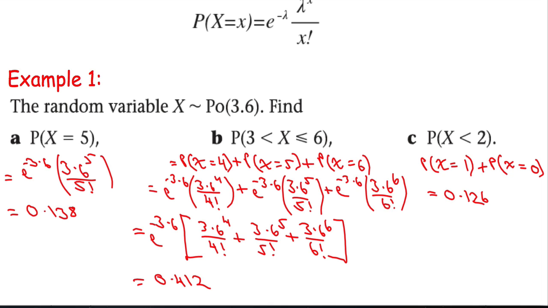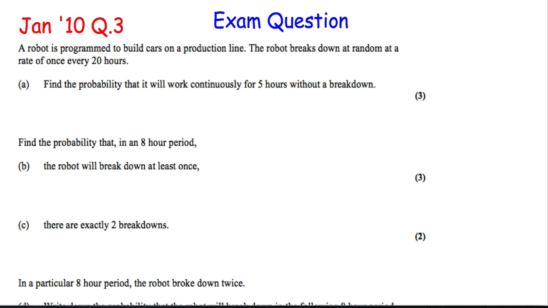Okay, let's crack on now and have a look at an exam question. So this is from January 2010 and it's question 3. A robot is programmed to build cars on a production line. It says the robot breaks down at a random rate of once every 20 hours. Find the probability that it will work continuously for 5 hours without a breakdown. Now the important thing to consider here is lambda. Remember, lambda is constant for Poisson distributions.